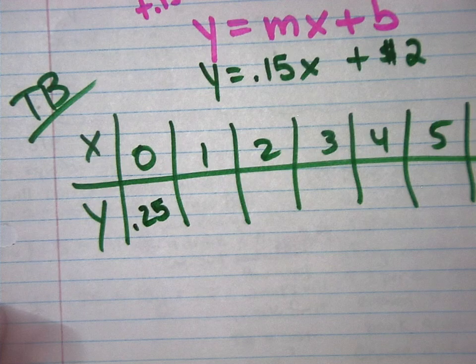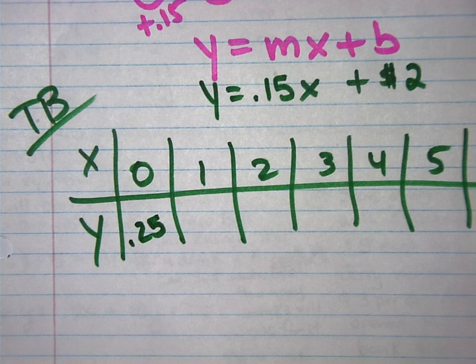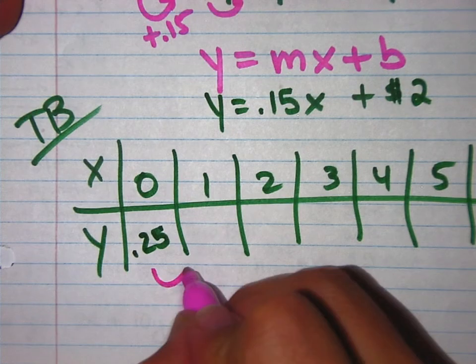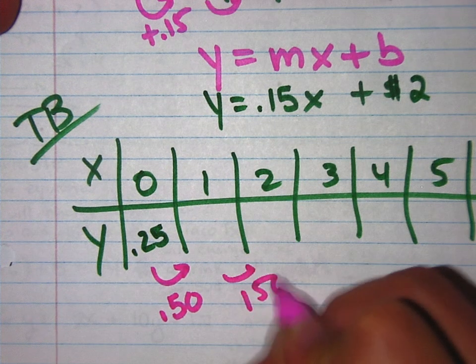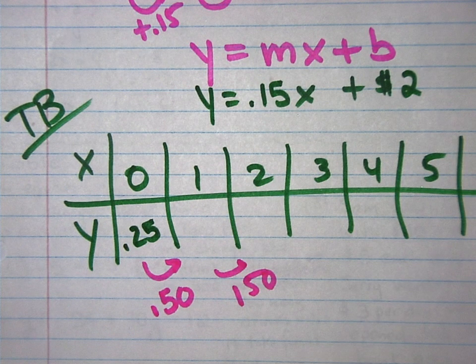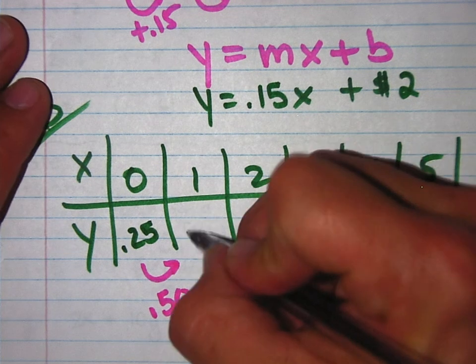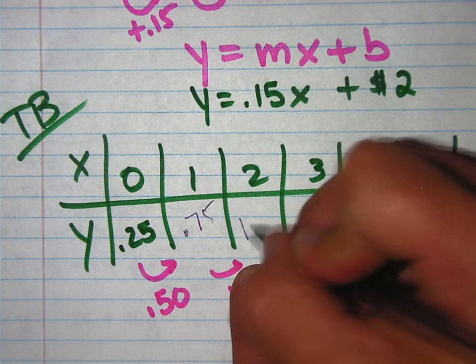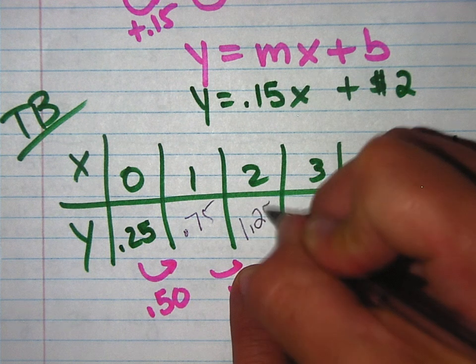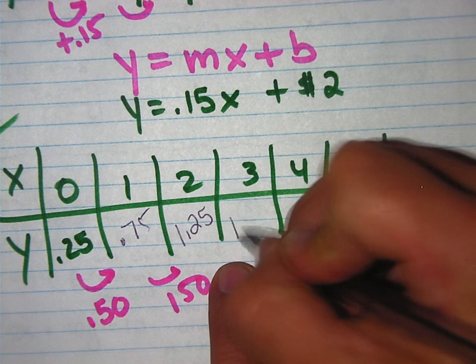I'm going to charge you 50 cents for every drink. Every refill. So my growth is how much? 50 cents. I already finished the table. So after 1 refill, how much is it going to cost? 75 cents. How about after 2 refills? $1.25. How about 3 refills? $1.75.